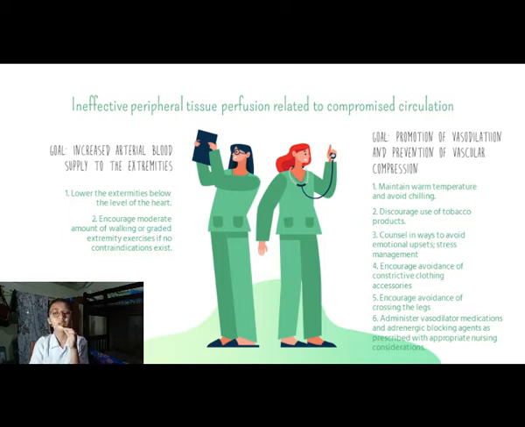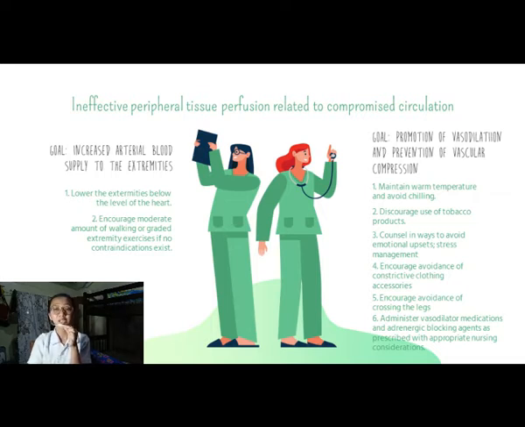And third, counsel in ways to avoid emotional upsets, or do stress management counseling. This is done because emotional stress can cause peripheral vasoconstriction by stimulating the sympathetic nervous system. And for the fourth one, encourage the patient to avoid constrictive clothing and accessories because this may impede circulation and promote venous stasis. For the fifth one, encourage avoidance of crossing the legs because it may cause compression of the vessels, with subsequent impediment of circulation resulting in venous stasis.